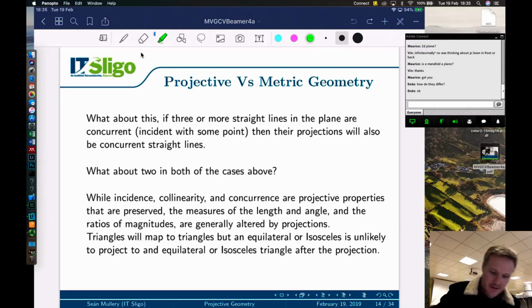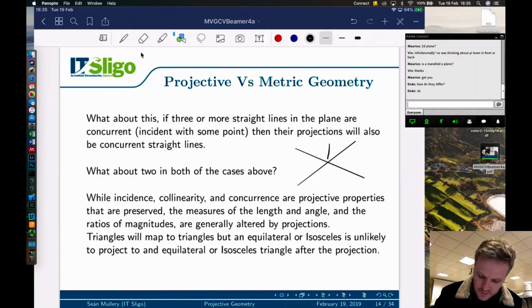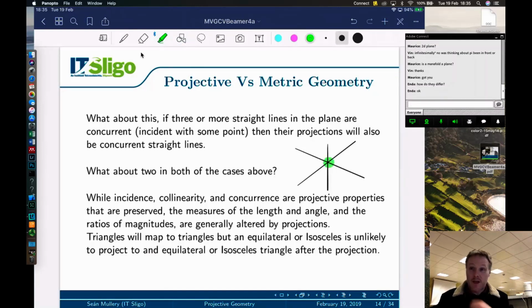What that's basically saying is that if I've got, and I'm going to do my best to draw this, a straight line, another straight line, and a third straight line, and they're all concurrent, which means they all meet in one point, then when I do a projection of that to somewhere else, those 3 lines will all meet in a point, and they'll meet in the projection of that point.